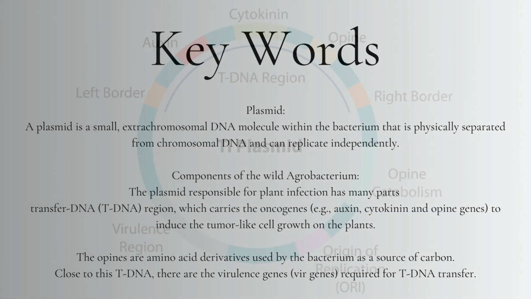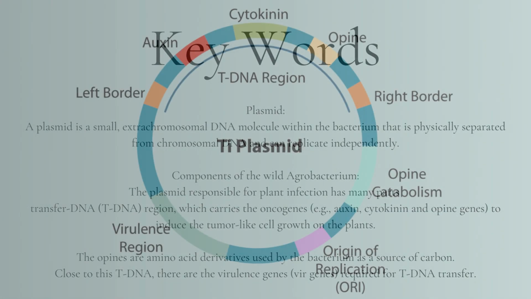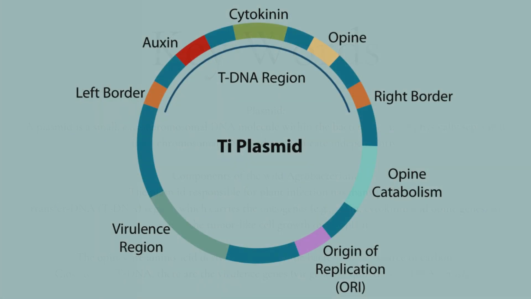Here we can see a diagram of the Ti plasmid, and it contains the tDNA region on the upper side, which gets transformed into the plant cells, and we see its auxin, cytokinin and opine producing genes. On the lower side we see the virulence region, and most importantly the ORI, which is the origin of replication.